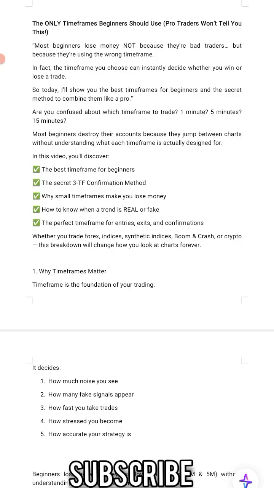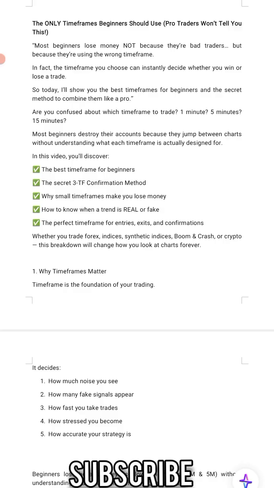This is a material that I've sat down and put together with my 10 years of experience in forex trading, and it will help you go a long way in your trading career. So if you are confused about which time frame to use, either the 1 minute, the 5 minutes, the 15 minutes, the 1 hour, or the daily time frame, you are going to be clear on which time frame to use and why you should use it.